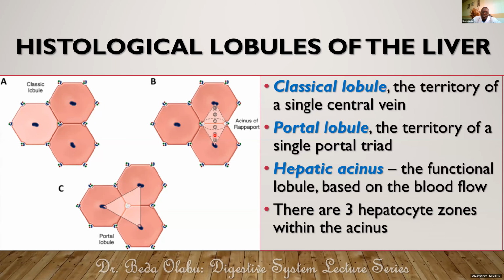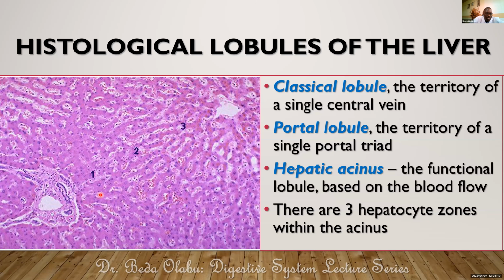Think about those ones. So in this image, we see a portal tract there and the central vein. So blood will be flowing in that direction. Therefore, the hepatocytes here are in zone 1, then zone 2, and then zone 3.